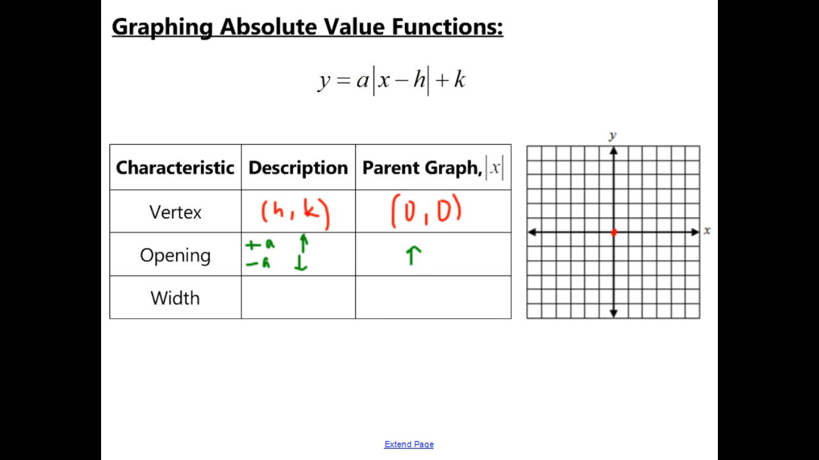Okay? The width is going to be based on the absolute value of A. So we don't care whether A is positive or negative. That's really for the opening. It's just whether it's positive or negative. We don't care about the actual number A. For the width, we care about the number and not the positive or negative value. So if the absolute value of A is less than 1, then this is going to be wider.